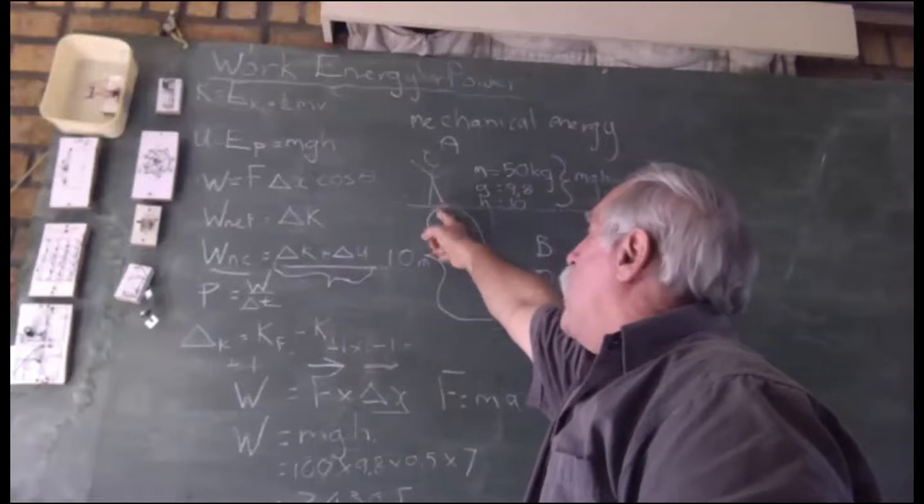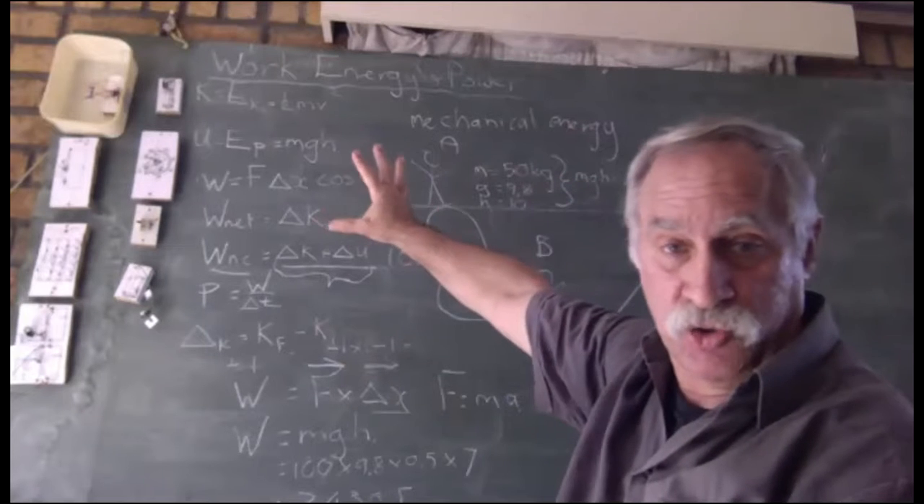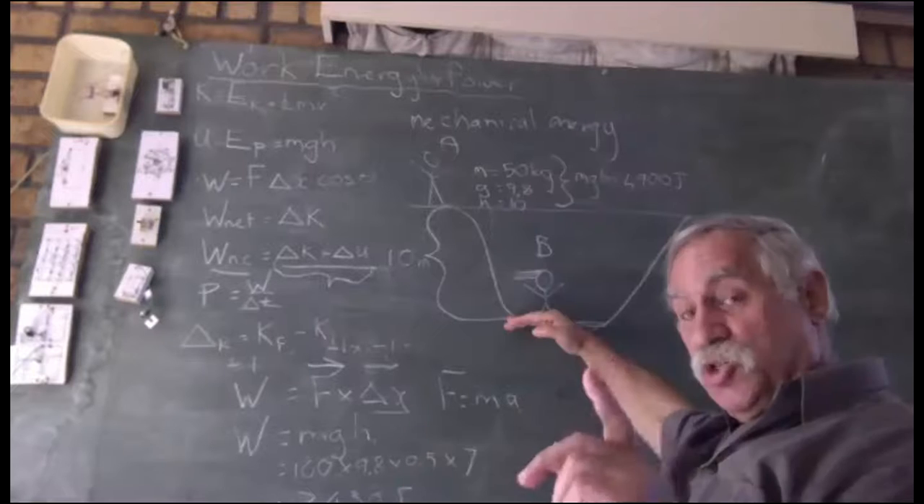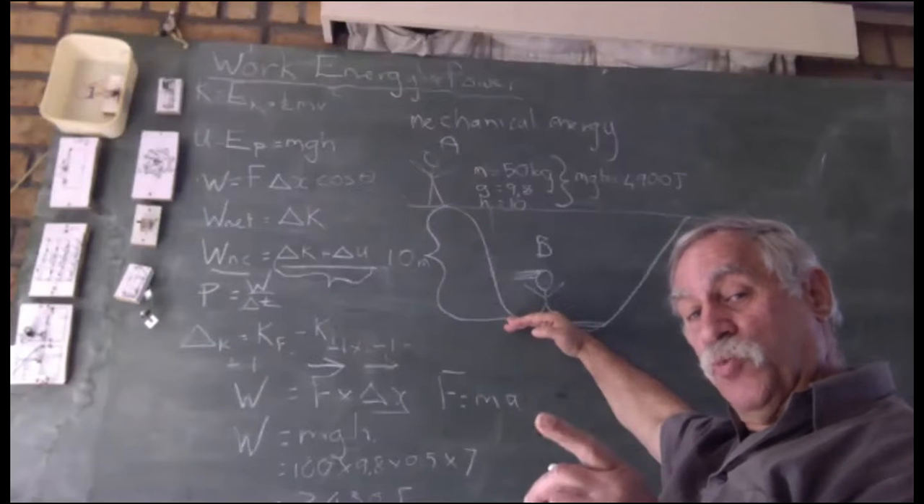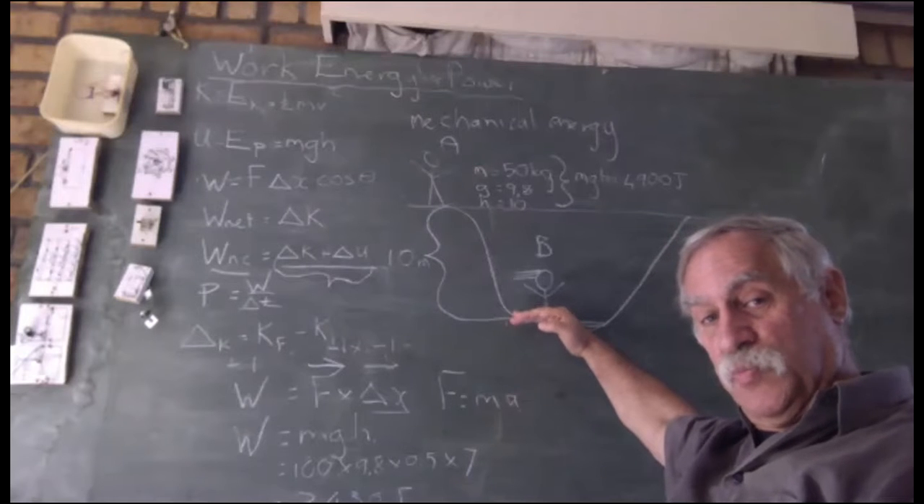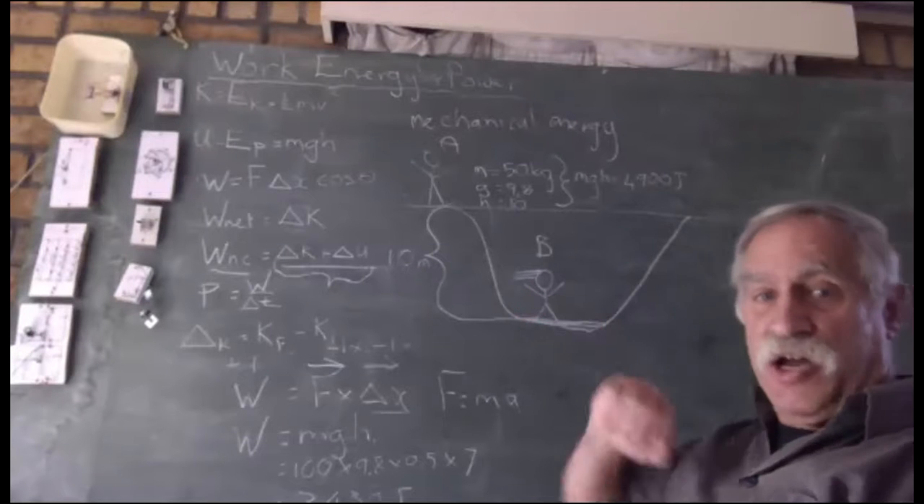Okay, here again. At the top, she's got 4,900 joules of potential energy. At the bottom, you've got to remember she's got the same amount of energy, but it just changed to a different form, which is kinetic energy. Okay. Can you hear me okay now? Yes, sir. Okay, so she's still got 4,900.